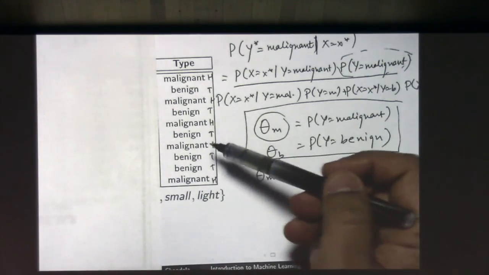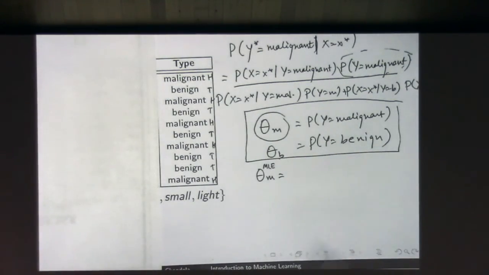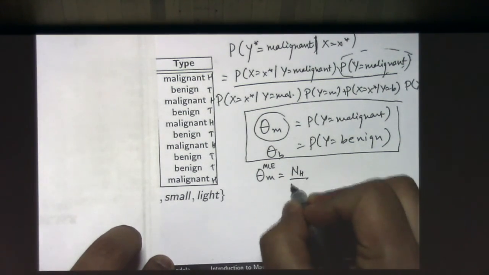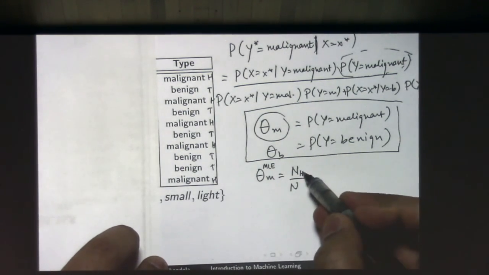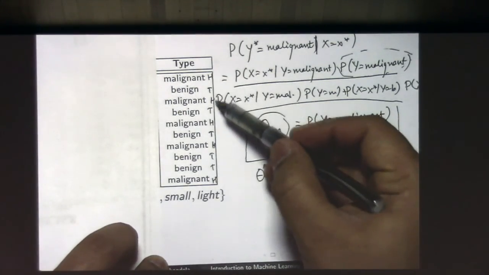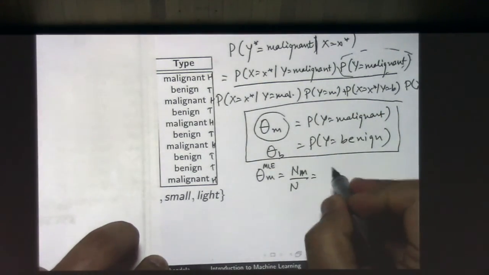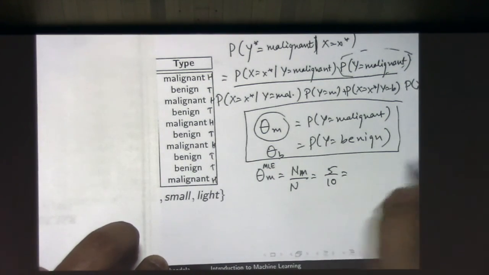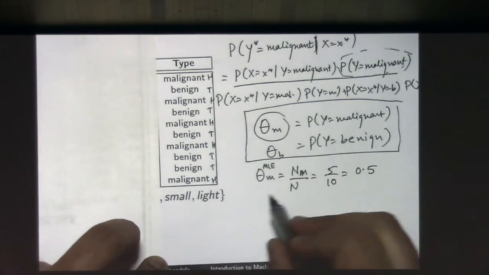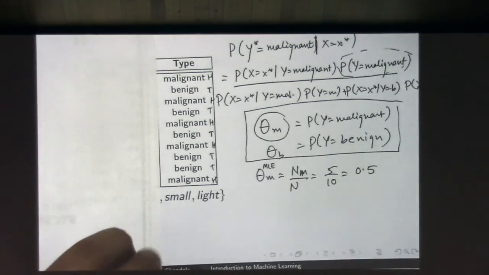It's 1 over 2, right? 5 by 10. Because theta MLE is just the number of heads that we see divided by the total number of tosses, or the number of times we saw malignant divided by the total number of tosses, which is 5 by 10. So that's 0.5. Right? So now we have computed this.